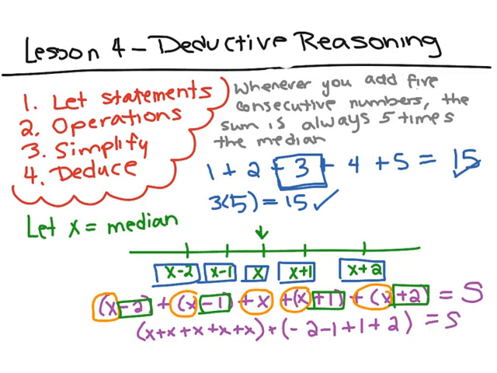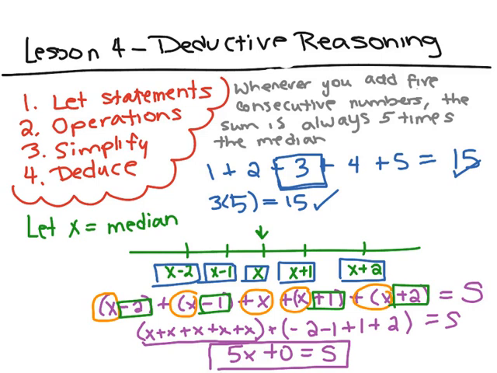Now we're going to simplify again. These x's turn into 5x. Negative 2 minus 1 is negative 3, plus 1 is negative 2, plus 2 is 0. So 5x plus 0 equals S. So this is what we're left with in the end.